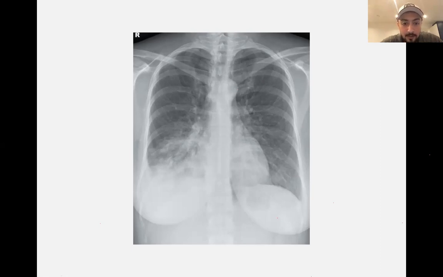And then if you look at the penetration, you can see the vertebra, so the penetration is adequate. And then if we count the ribs, so for example, if we count the posterior ribs, starting from 1, 2, 3, 4, 5, 6, 7, 8, 9. So adequate inspiration in here. That's good. So the quality of the X-ray is good.